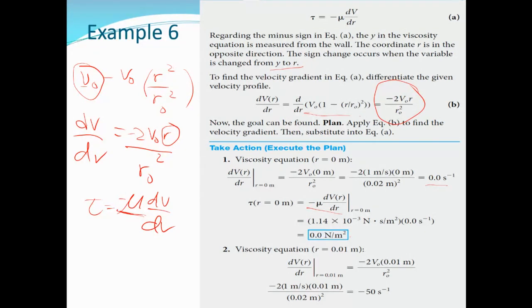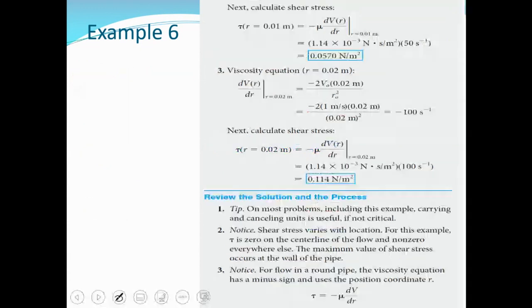And at r equals 0.01, we found the velocity gradient, and then we substitute in the formula to find the shear stress. Then at the wall, the shear stress is highest. You can see at r equals 0.01 it is 0.05. Here it is 0.1, way higher than at r equals 0.01.